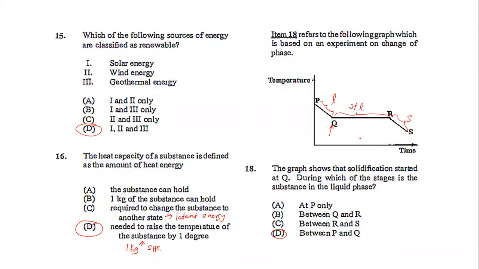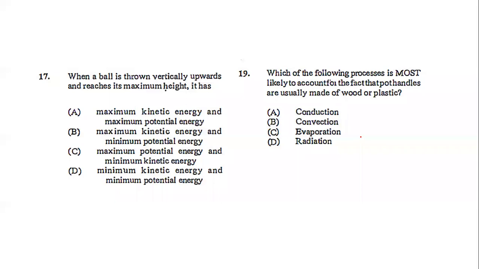All right, so we go to question 17. So question 17 deals with conservation of energy. And it asks you here that if you throw a ball vertically upwards and it reaches the maximum height, it has, in terms of potential and kinetic energy.